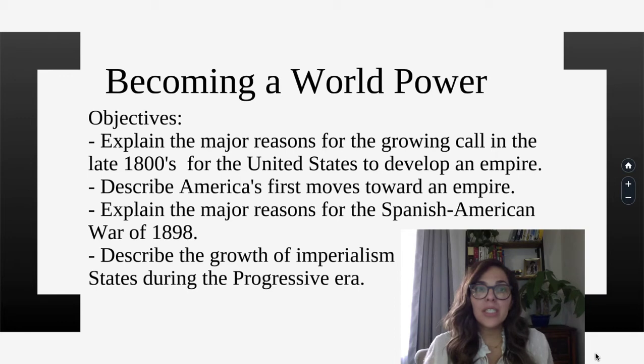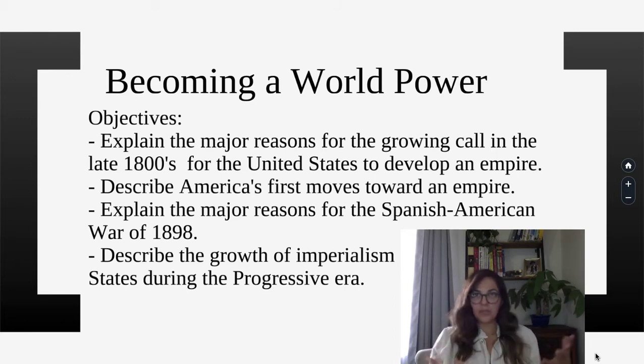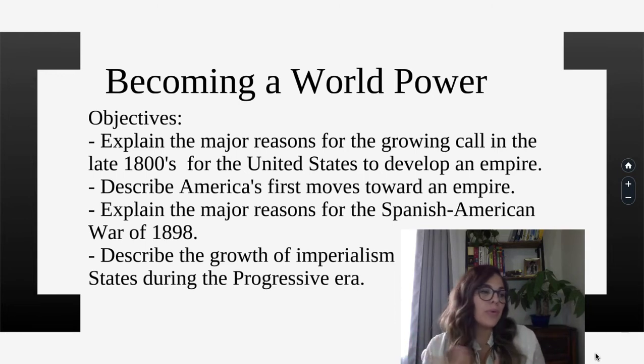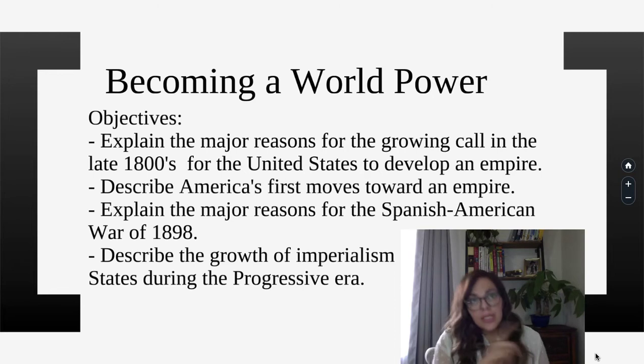The first thing we're going to do is explain the major reasons for the growing call in the late 1800s for the United States to develop an overseas empire. So we're going to talk about some of the attitudes that people used to justify expanding the U.S. border. So we'll get to that in a second. Then we're going to describe America's first moves towards an empire. So, specific acquisitions, and things of that nature as well.